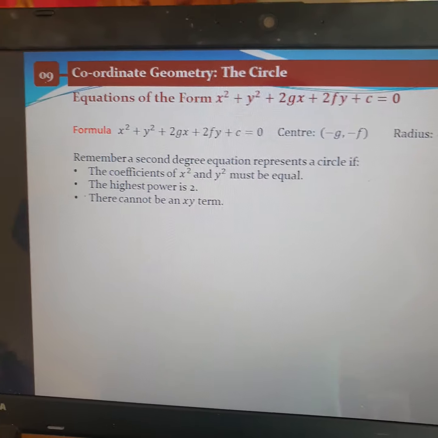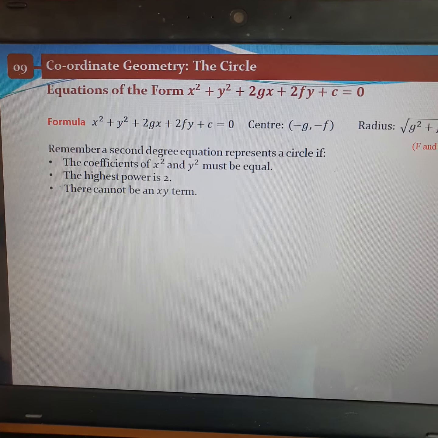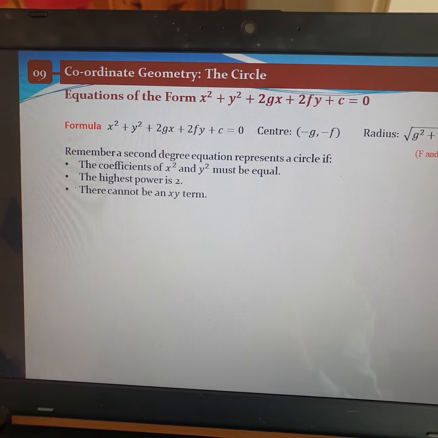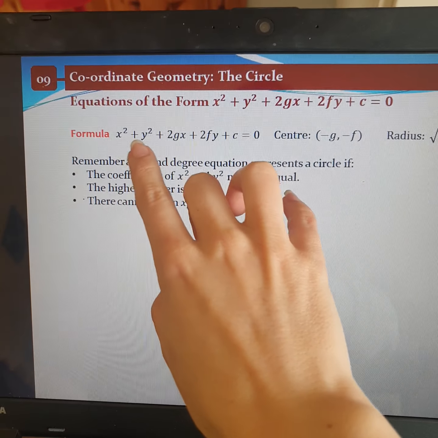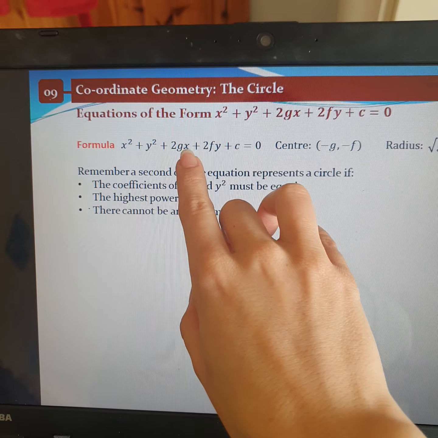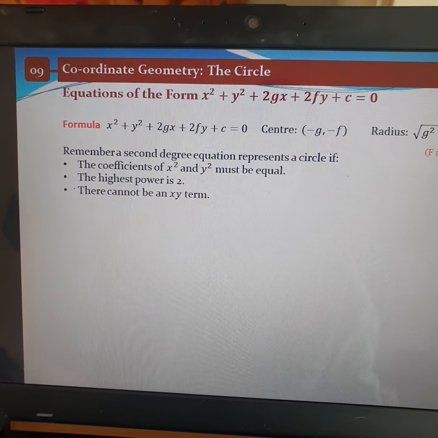So the coefficients of x squared and y squared must be equal, the highest power of x or y is 2, and there cannot be an xy term. So you can't have something like 2gxy, okay?